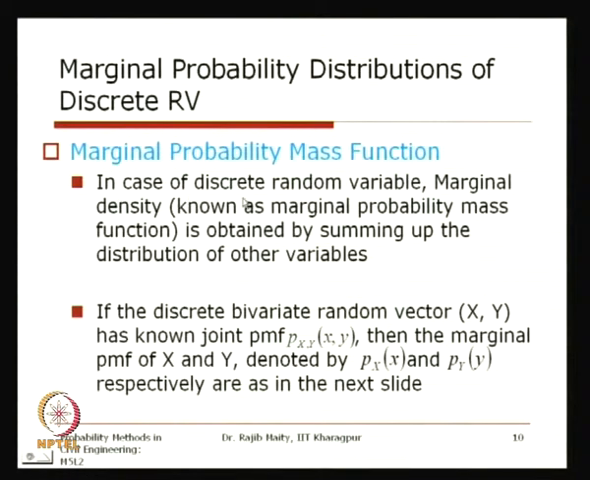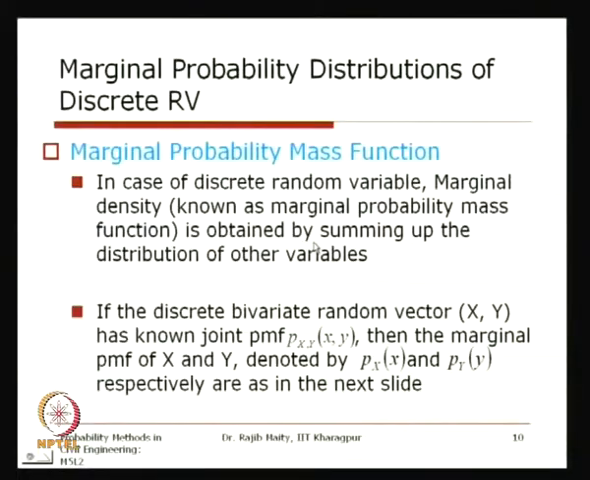So in case of the discrete random variable, the marginal density, known as the marginal probability mass function, is obtained by summing up the distribution of the other variable. This we'll see again, because you can recall that in the last lecture we gave one example and we just saw that summation, but we didn't explain properly what that summation means. So I just told that it will be explained in the next lecture in the context of the marginal distribution.